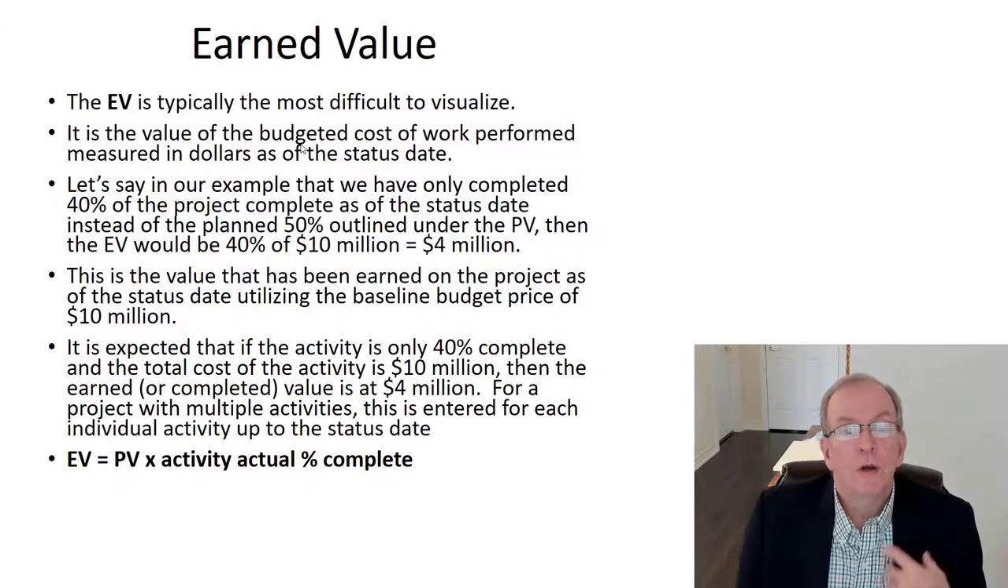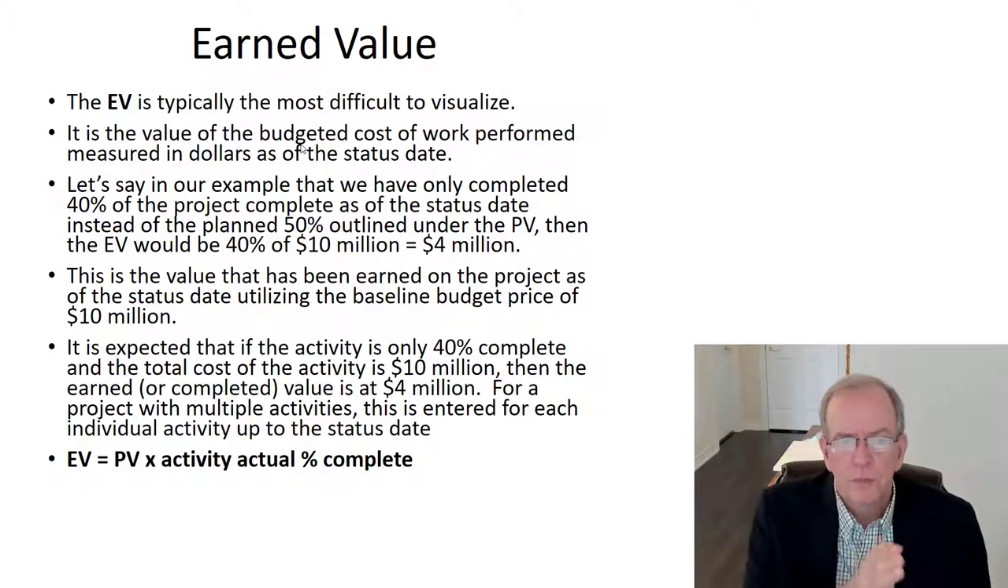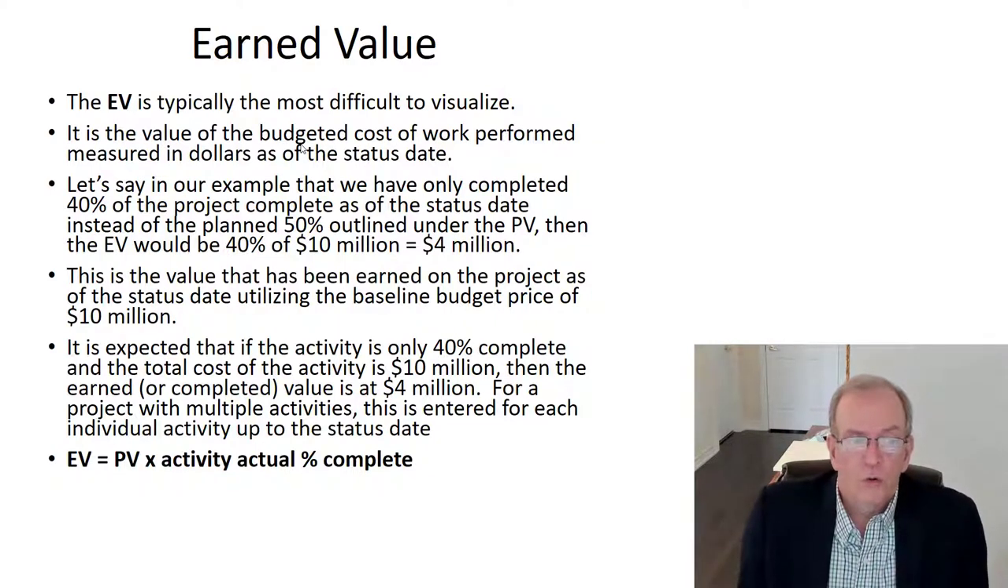This is the value that's been earned on the project as of the status date, utilizing the baseline budget price of 10 million. So we've earned 4 million, right? If we think back to what the planned value was, we should have been earning 5 million. This is not looking too good, right? It is expected that if the activity is only 40% complete and the total cost of the activity is 10 million, then the earned value is 4 million. For a project with multiple activities, this is entered for each individual activity up to the status date. In this case, we're saying it would total 4 million. That's not looking too good.